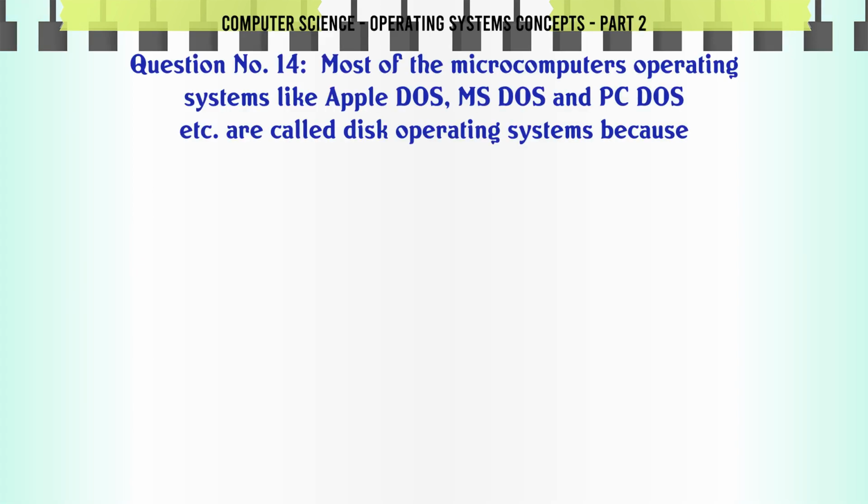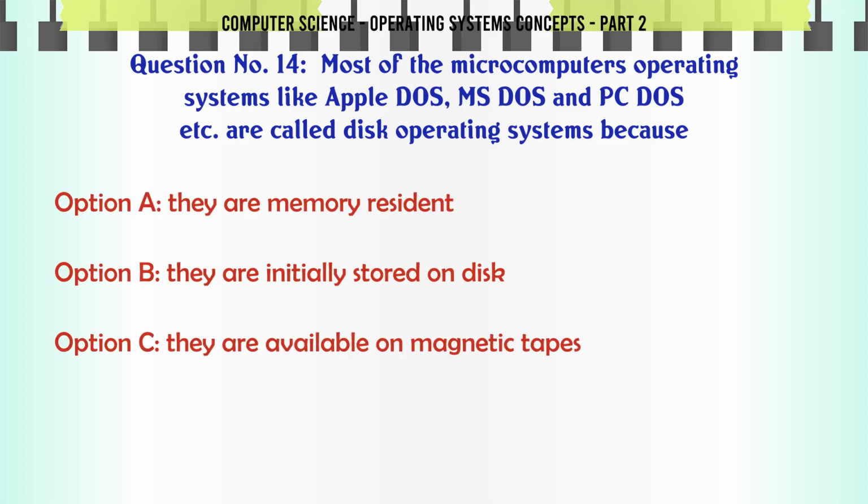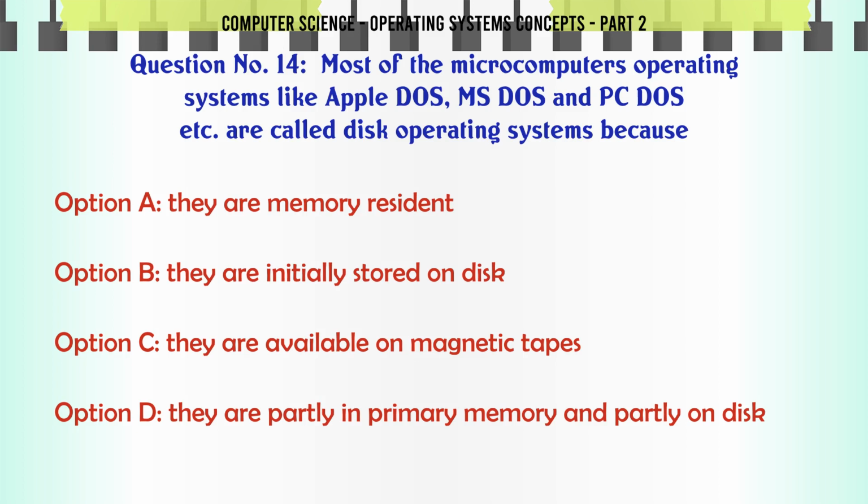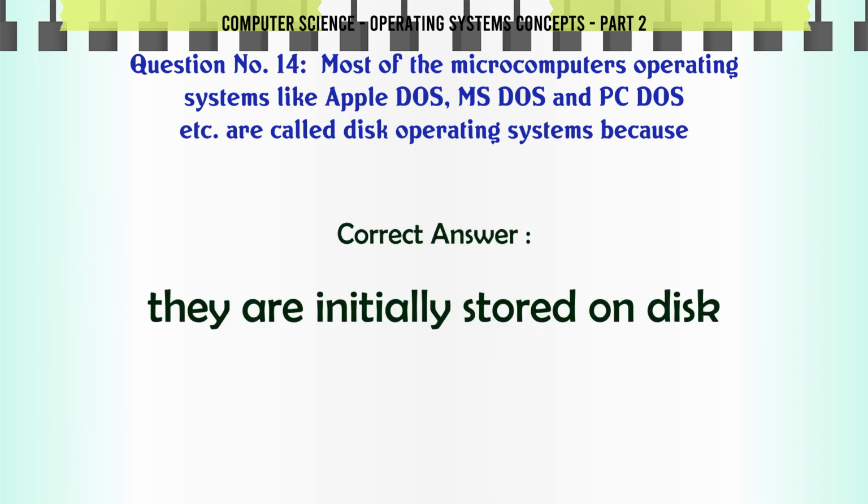Most of the microcomputer operating systems like Apple-DOS, MS-DOS, and PC-DOS etc. are called disk operating systems because: A. they are memory resident, B. they are initially stored on disk, C. they are available on magnetic tapes, D. they are partly in primary memory and partly on disk. The correct answer is they are initially stored on disk.